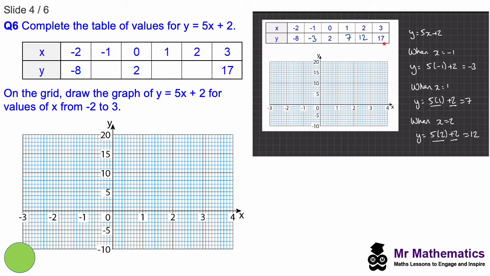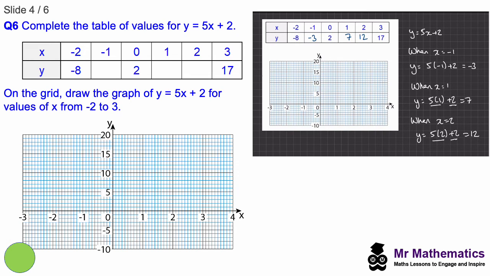This means that when we plot these numbers, we should get a straight line. So now we'll plot these coordinates. So our first one is negative 2 and negative 8. So negative 2 on the x and negative 8 down, which is here. And then we have negative 1 and negative 3. So negative 1 on the x, negative 3 on the y.